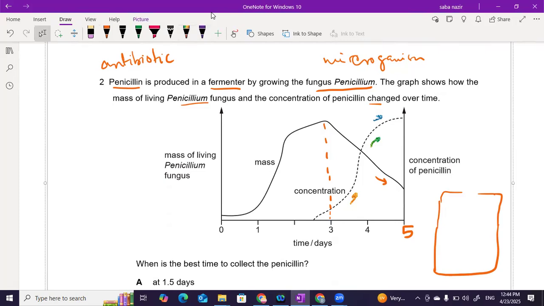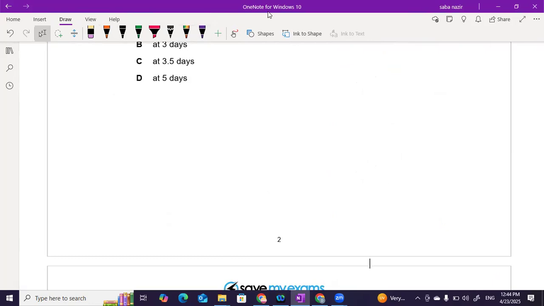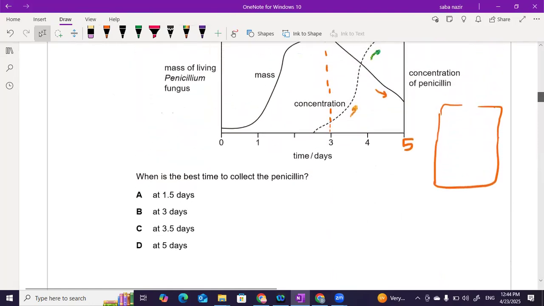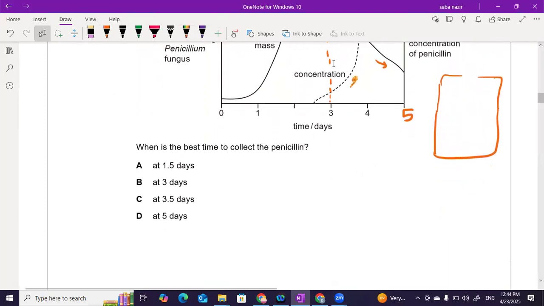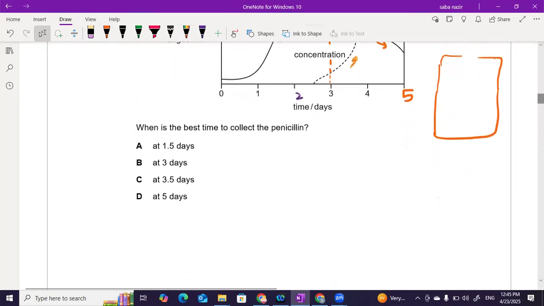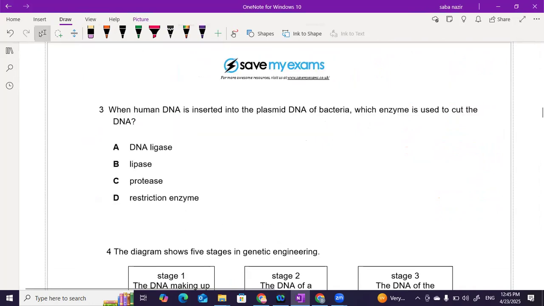So now what does the question ask? The question is related to the production. Which is the best time to collect penicillin? Is it day 1? Is it day 2? Is it day 3, 4, or 5? If we analyze the graph, we come to know that on the 5th day, the concentration of penicillin is maximum. So according to this graph, the 5th day is the most ideal condition where I can acquire the maximum amount of penicillin.